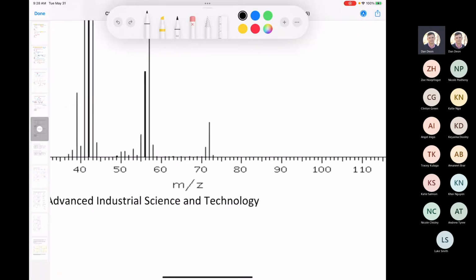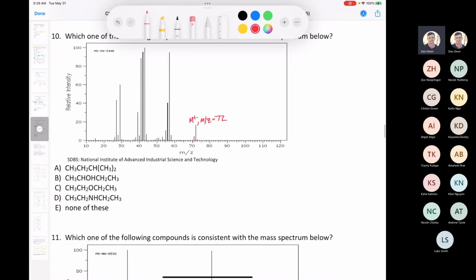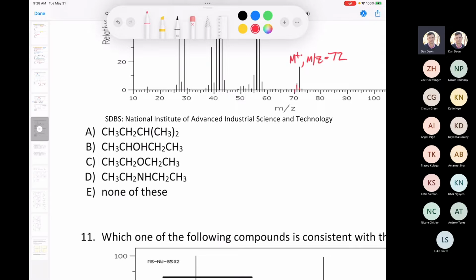We go up here, we see our molecular ion. We have 70, 71, 72. So our molecular ion has a mass over charge of 72. And now we could look at these compounds that they've given us and see if any of them have a mass of 72. Well, I've gone ahead and calculated the masses of all of them. C5H12 has a mass of 72. So this is the right answer.